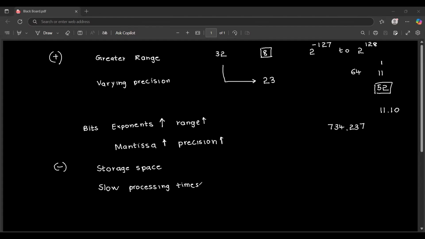What are the other disadvantages? Even though we have an ability to use varying precision, sometimes the number may be too large, and we can have an issue with the precision of the number. So keep that in mind.